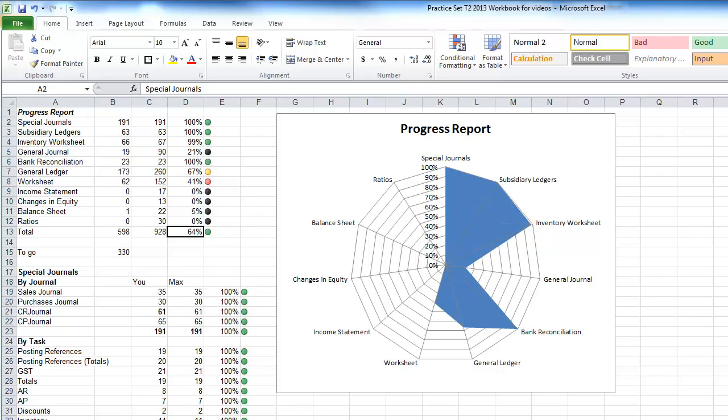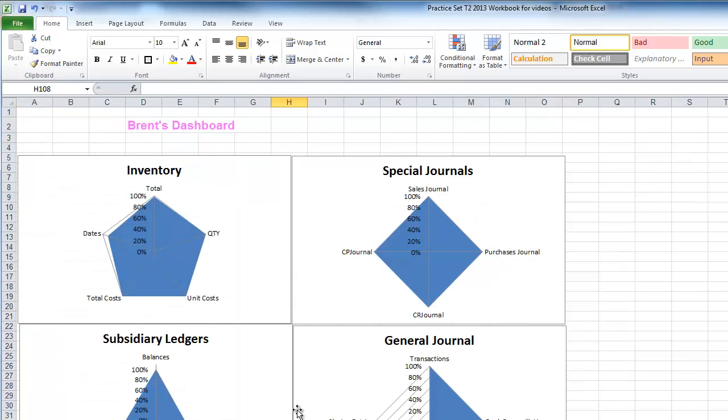the progress dashboard. And the progress dashboard, again, we come back and we see special journals. Not only do we have 100%, but we can see each area. The sales journal 100%, purchases journal, cash receipts journal 100%, cash payments journal 100%. If we go to the inventory, again, we didn't have it quite finished, so didn't have it quite perfect.